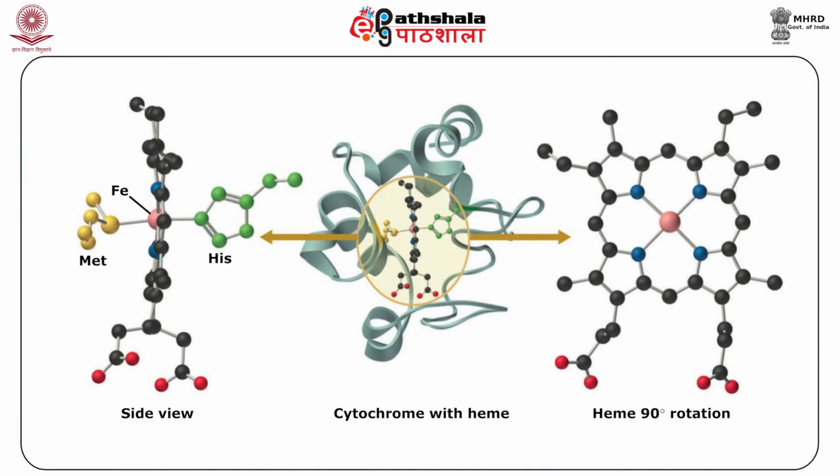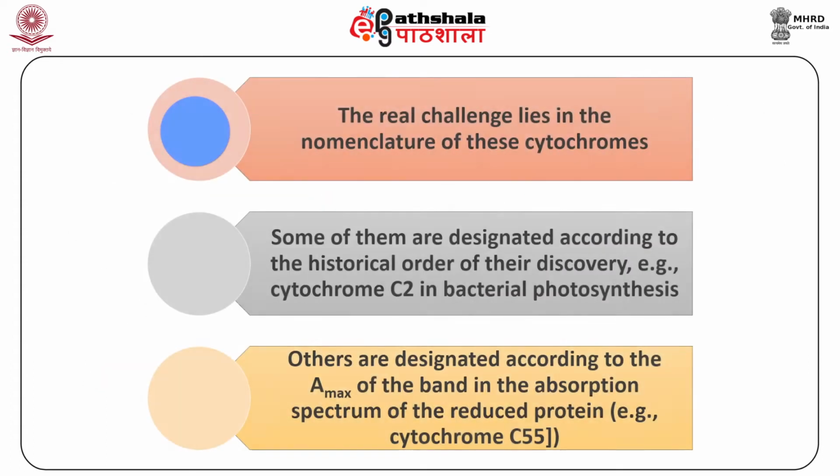Heme A possesses a long phytyl tail and is found in cytochrome C oxidase. Heme B is found in B-type cytochromes and globins. Heme C is covalently bound to C-type cytochromes via two thioether linkages. The figure represents cytochrome C. The real challenge lies in the nomenclature of these cytochromes.